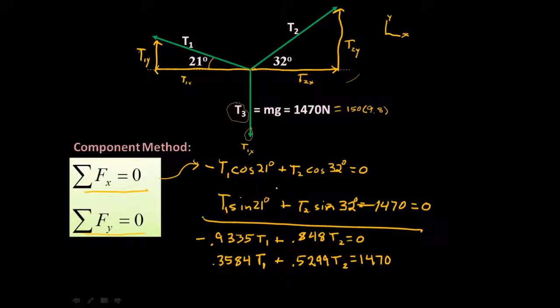If you don't remember how to do that, please return to your Algebra 2 instructor and ask for some help on this. But if you solve it correctly, you get that T1 is equal to 1,560 newtons, and T2 is equal to 1,720 newtons, which means your cables need to be able to support at least that much.